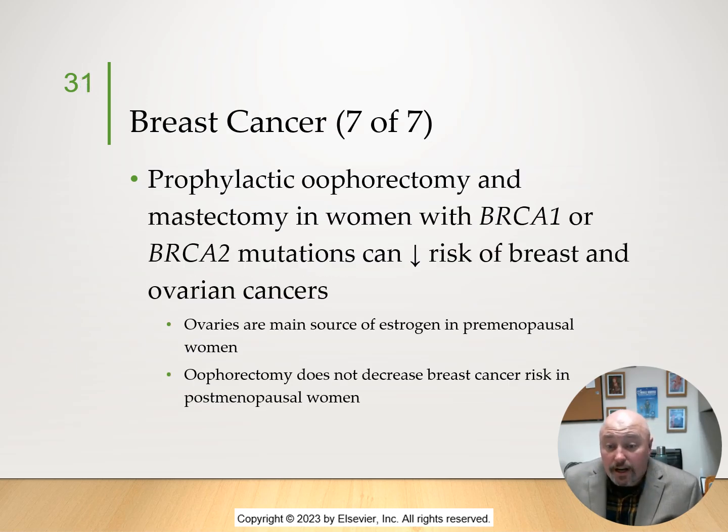And in some very high risk cases, prophylactic oophorectomy and mastectomy in women with the BRCA1 or BRCA2 mutations. And this can decrease the risk of breast and ovarian cancers. Ovaries are a main source of estrogen in premenopausal women, and this oophorectomy does not decrease breast cancer risk in postmenopausal women.